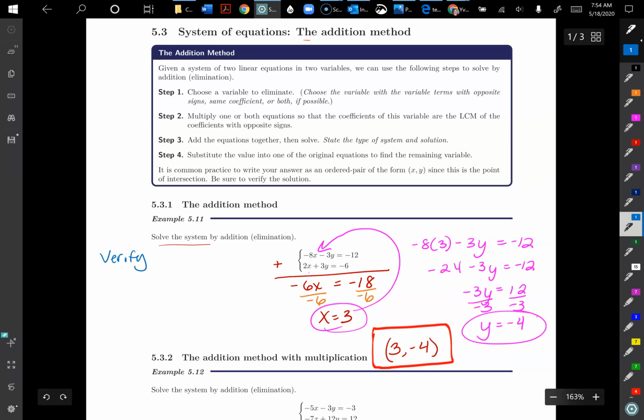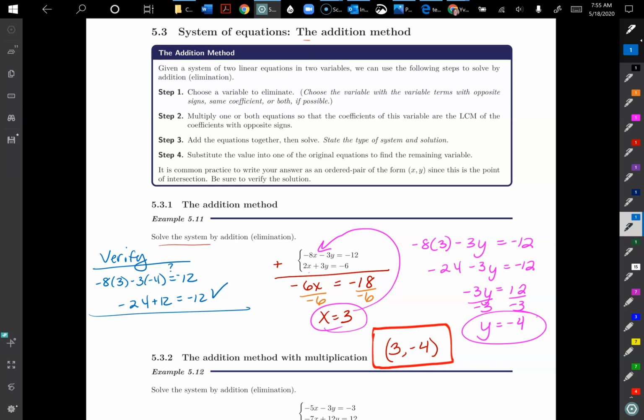And you can do that on your own. You can also graph them to make sure that it works, that you get that point for your intersection. And here we can see we are good there. That checks out. The other one I can check out also.